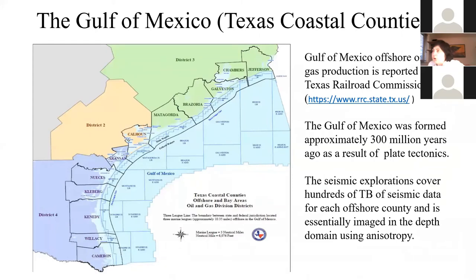Now going to the Gulf of Mexico. The Gulf of Mexico was formed about 300 million years ago as a result of plate tectonics. Here you are seeing the Gulf of Mexico counties, and there are hundreds of terabytes of exploration data, mostly imaged in the depth imaging domain using anisotropy.